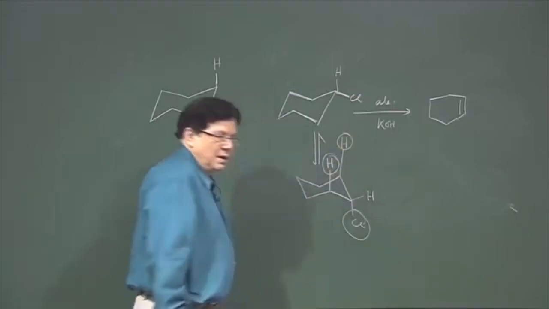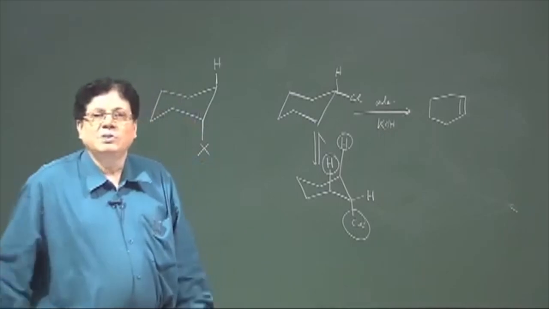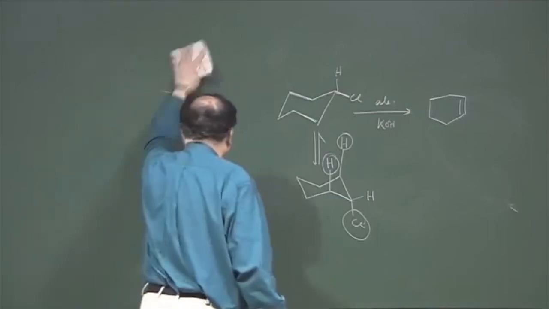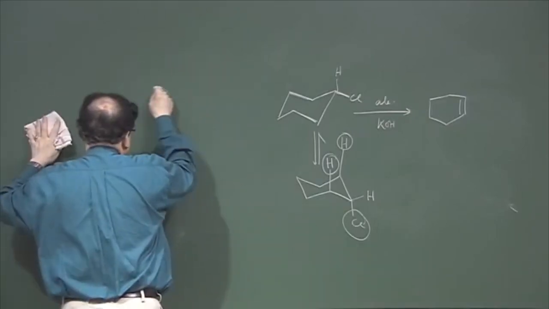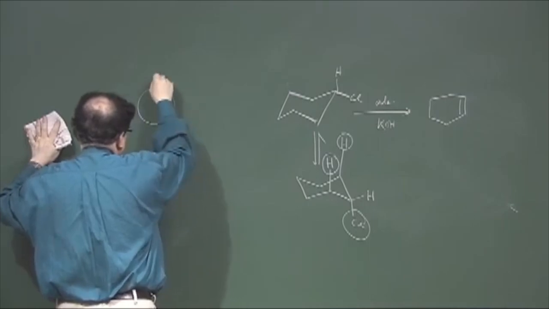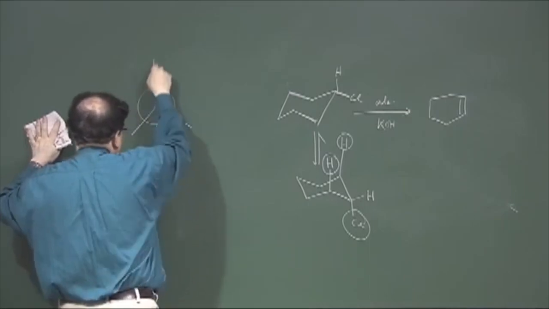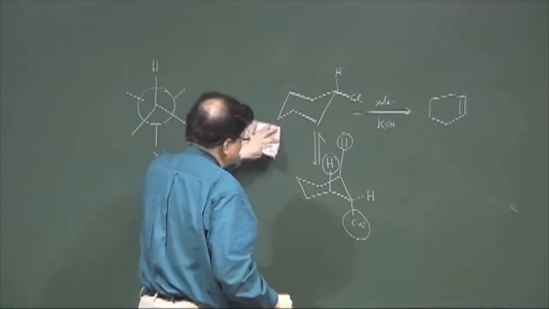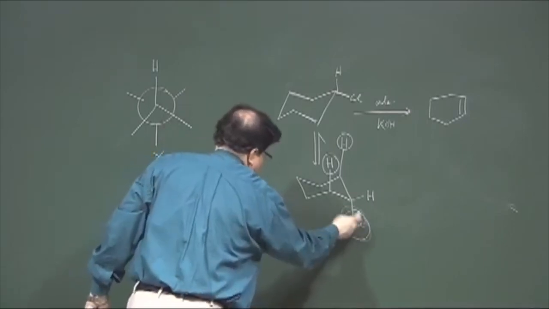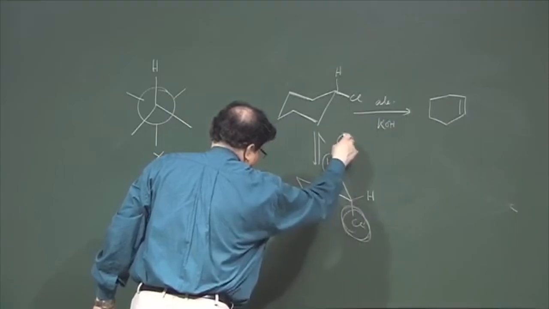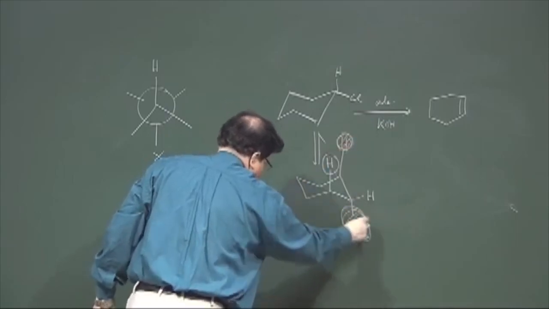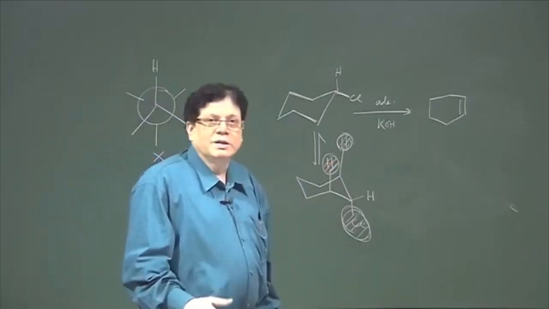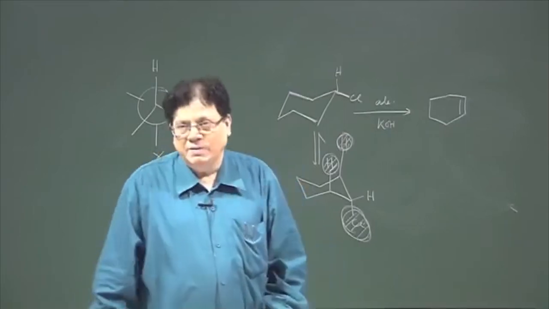These are the important issues you have to consider while considering elimination in cyclohexane systems. Again, I repeat: in the case of an acyclic system, it is best to consider a Newman projection, and your hydrogen and X have to be like this. In the cyclohexane system, your H and X should occupy this type of diaxial orientation. Okay. So next we will work on some more problem solving.